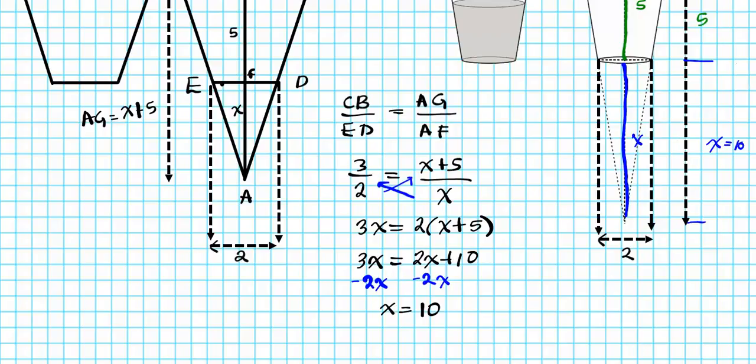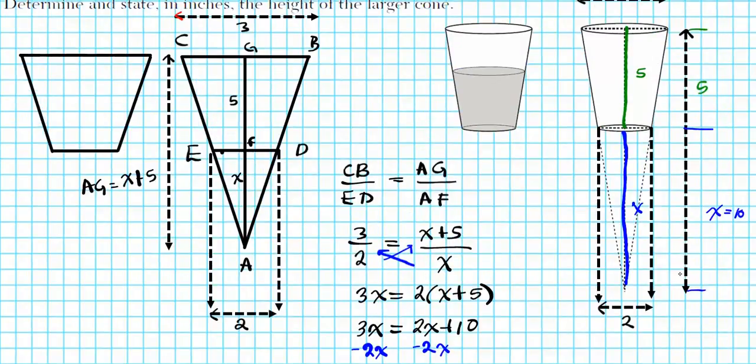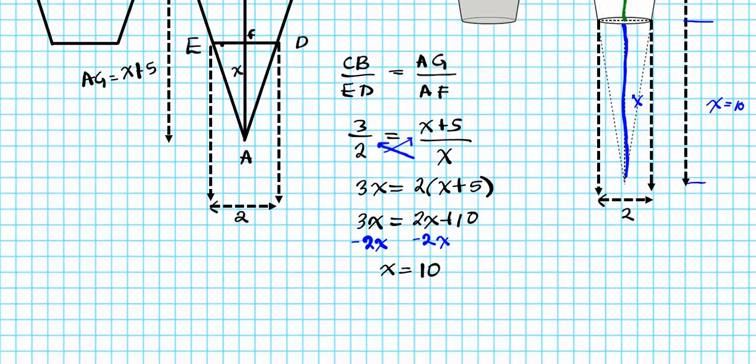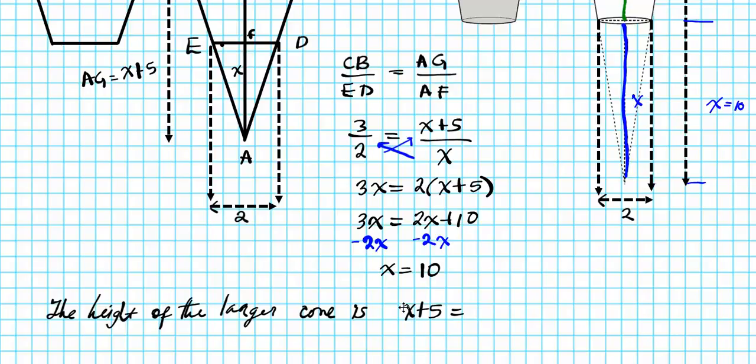10 is the height of the smaller triangle, or the cone that got cut off. 5 is the height of the water glass. So the height of the entire cone is going to be a combination of the two. Let's write that down. The height of the entire cone, the height of the actually larger cone, is x plus 5, which is 10 plus 5, which is 15 inches. So that's the height of the larger cone.